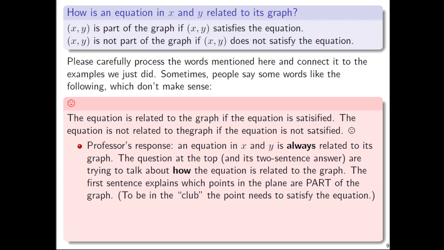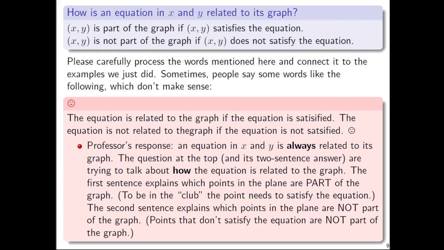The first sentence is trying to explain which points in the plane are part of the graph. So to be in the club, so to speak, a point needs to satisfy the equation. And the second sentence is trying to explain which points are not in the club, right? So a point is not part of the graph if the point doesn't satisfy the equation.